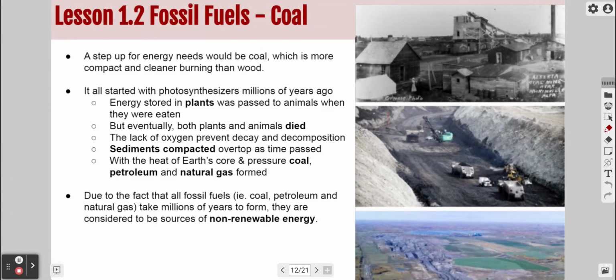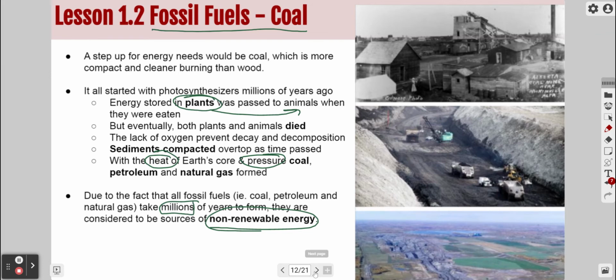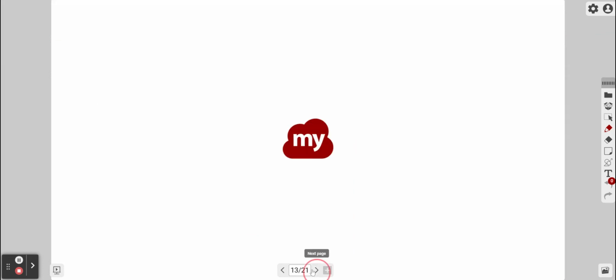The next fuel source we looked at, the first fossil fuel, is coal. This is the energy that was stored in plants, and it was passed on to animals, and then eventually the animals and plants died. Over time, the sediments got compacted, and with lots of heat and pressure, you will form these fossil fuels over a long period of time. That's why these are considered non-renewable energy, because they take millions of years to form. They will not be replenished in our lifetime.